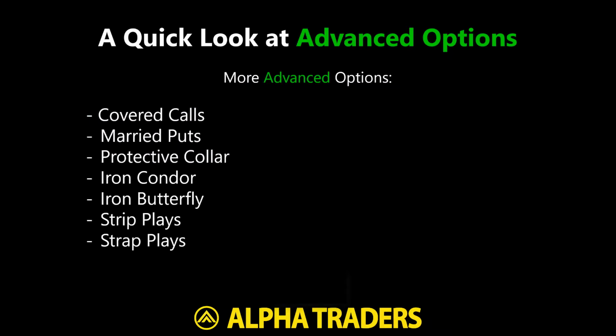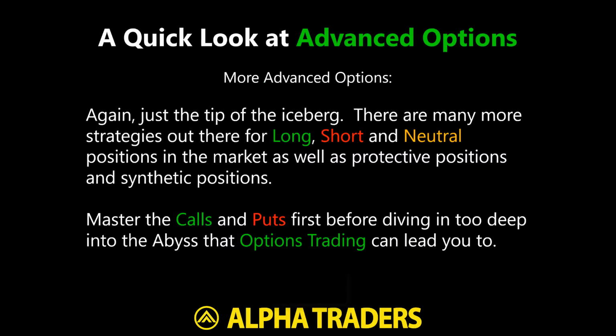Now, some more advanced options that you may hear within your travels as you go down the rabbit hole of advanced options: covered calls, married puts, protective collar, iron condor, iron butterfly, strip, and strap plays. Now, again, these are just the tip of the iceberg. There are many more strategies out there for long, short, and neutral positions in the market, as well as protective positions and synthetic positions. So first, master the calls and puts before diving in too deep into the abyss that options trading can lead you down to.